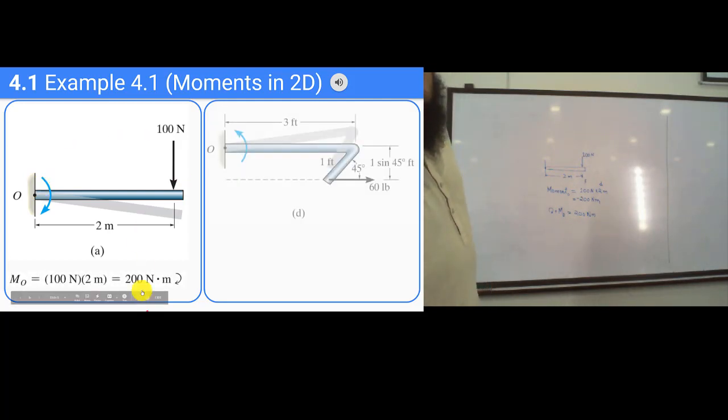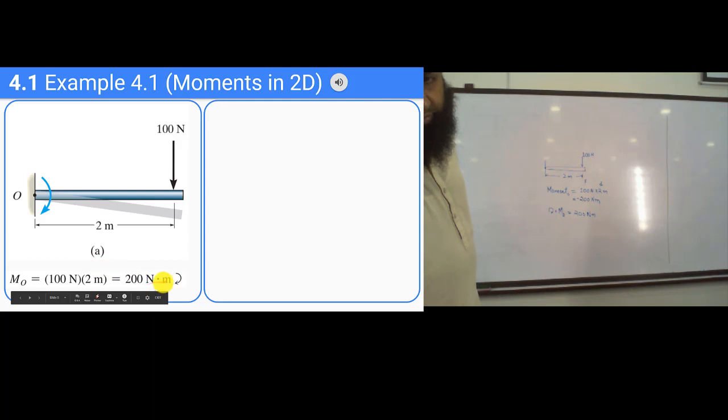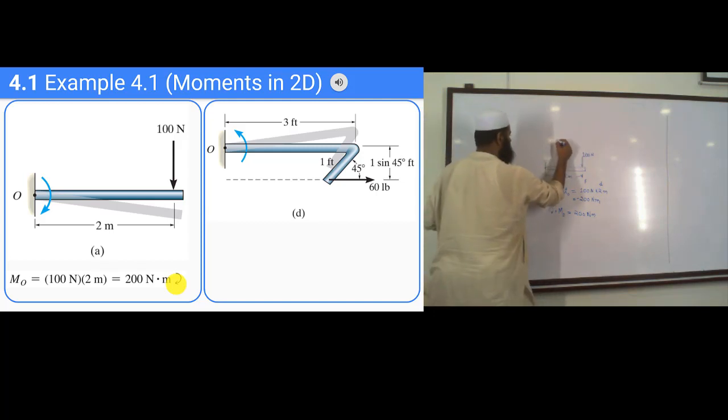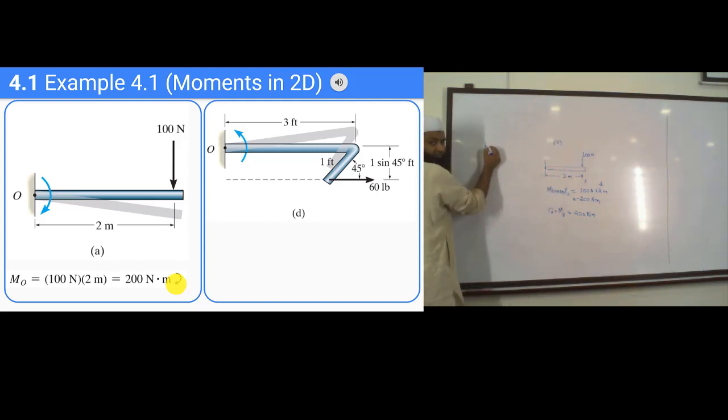So here we can already look at the same result that we have computed, and we have also given this symbol showing that it is clockwise. Okay, this is another convention used. Here we look at another example. We have a force which is 600 pounds. So let me draw this. So this was A, let me draw the second case, which is part D. Both of these are from the book, so you can just look them up also.